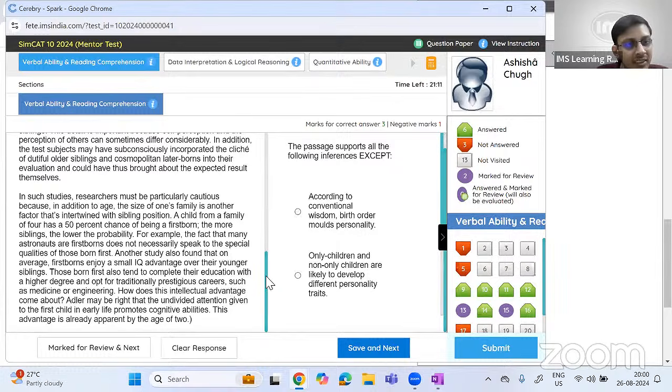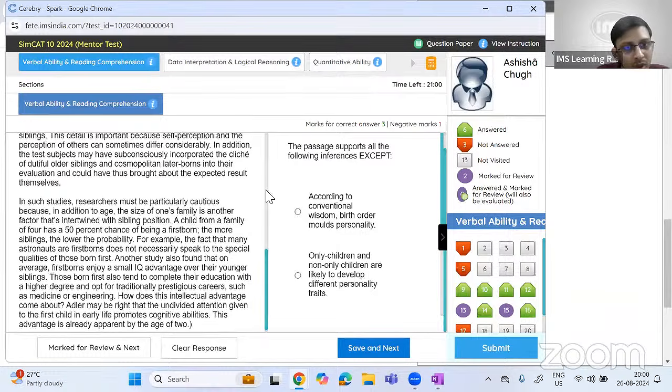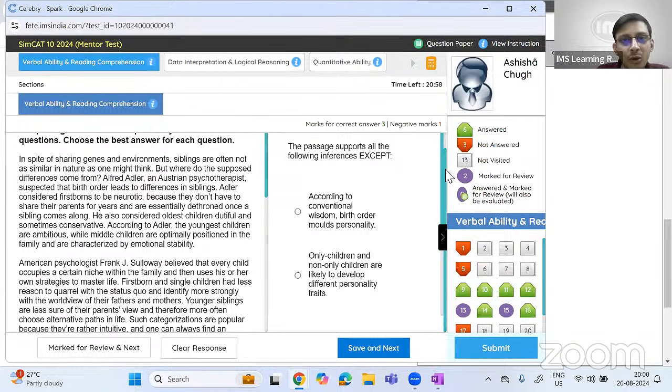careers, medicine, engineering. The intellectual advantage comes about because the undivided attention given to the first child in early life promotes cognitive abilities. The advantage is apparent by age of 2. Okay, have a clear idea now.